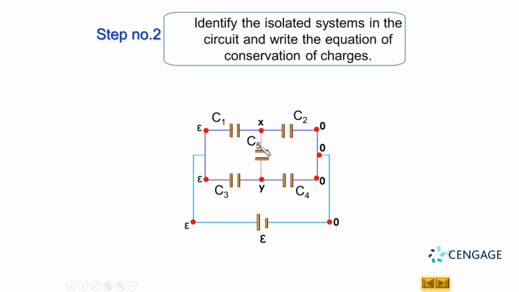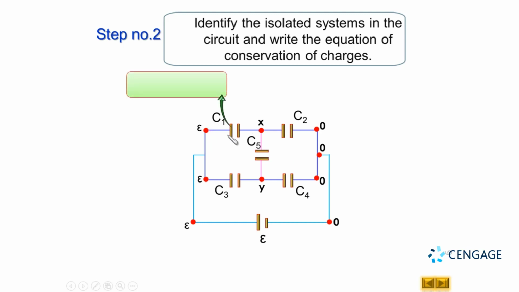Similarly, you can say the potential difference across this capacitor is X minus Y. The potential difference across this capacitor is X minus 0, that is X. The potential difference across C4 should be equal to Y minus 0, equal to Y. So let us write the charge of these capacitors.